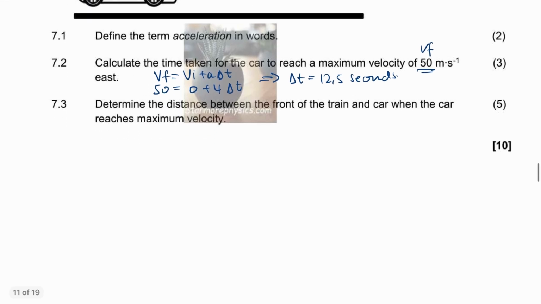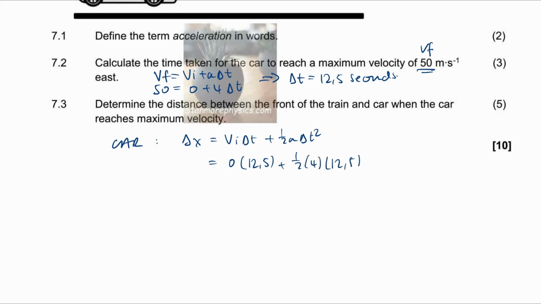Question 7.3. Determine the distance between the front of the train and the car when the car reaches maximum velocity. So let's calculate how far the car traveled. I'm going to use the formula delta x equals Vi delta t plus half a delta t squared. So Vi is 0, time is 12.5, plus half, the acceleration is 4, and the time is 12.5 squared. That's equal to 312.5 meters.